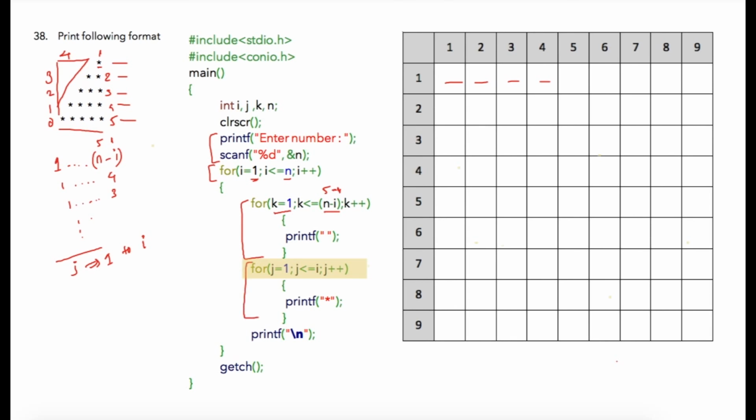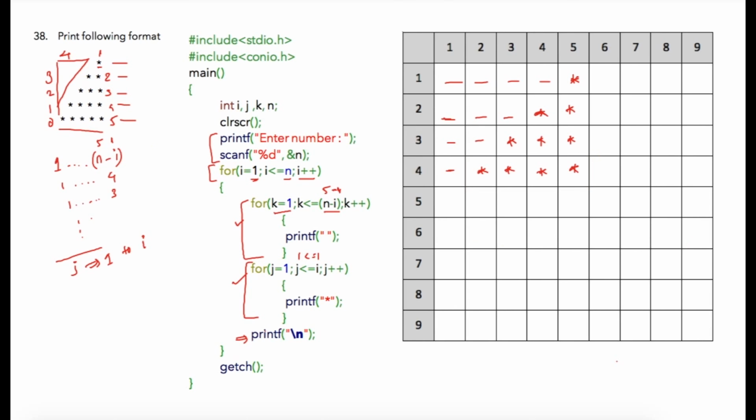And in the next for loop, j is starting from 1 till j less than or equal to 1, which is 1 less than or equal to 1. So this loop will execute one time, hence a star will be printed over here. Then because of this printf statement, the cursor will come on to the next line, and then i will be incremented to 2. Then this for loop will be executed for 3 times. So 3 spaces will be printed, and then the next for loop will execute for 2 times. Then 2 stars will be printed. Similarly, in the next iteration of i, 2 spaces will be printed, then 3 stars will be printed. Then in the next iteration, 1 space will be printed and 4 stars will be printed.